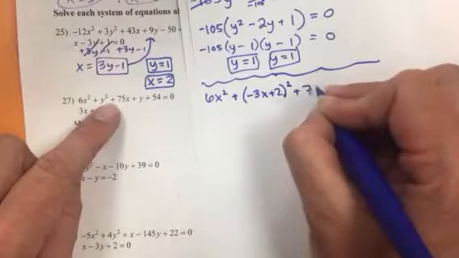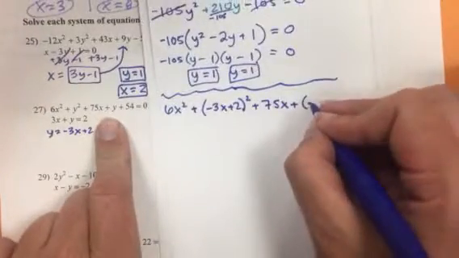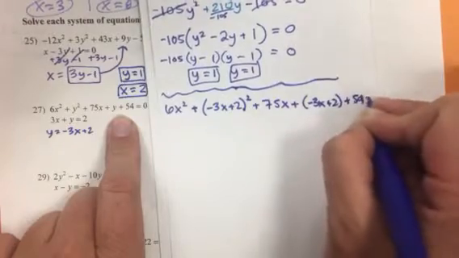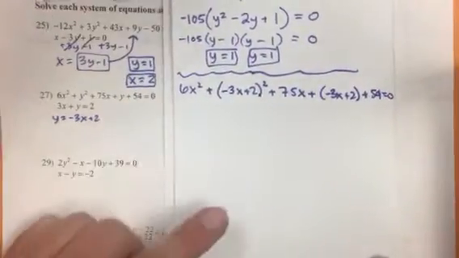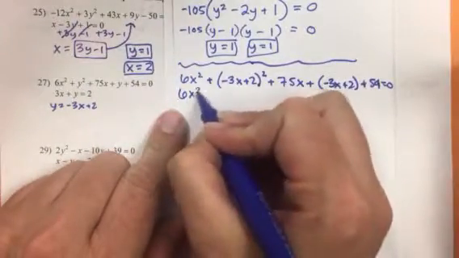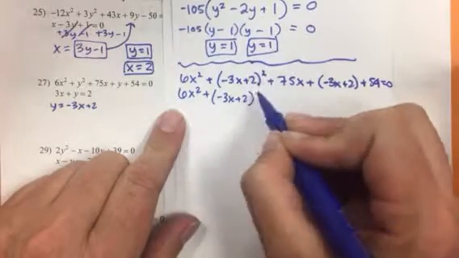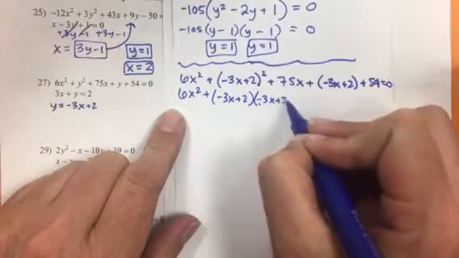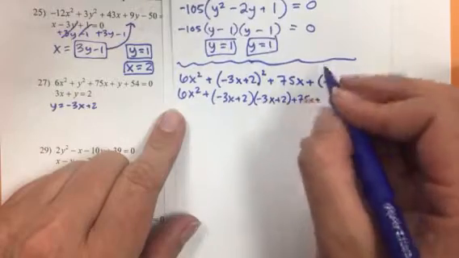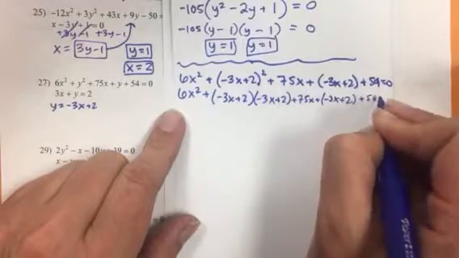squared plus 75x plus the y, which is negative 3x plus 2 plus 54 equals 0. Cool, now I just simplify. 6x squared plus negative 3x plus 2. Because it's squared, I have to write it twice. Plus 75x plus negative 3x plus 2 plus 54 equals 0.